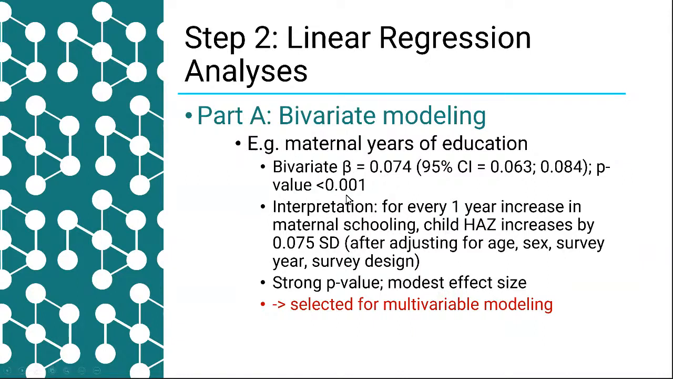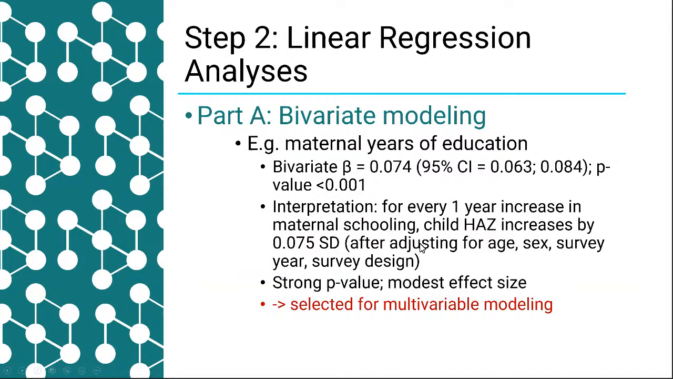In the bivariate analyses, we found that the beta was about 0.074 with the confidence interval that you see here, and the p-value was statistically significant. The interpretation here is that for every 1 year increase in maternal schooling, child HAZ increases by 0.075 standard deviations after adjusting for the control factors. And that is statistically significant.